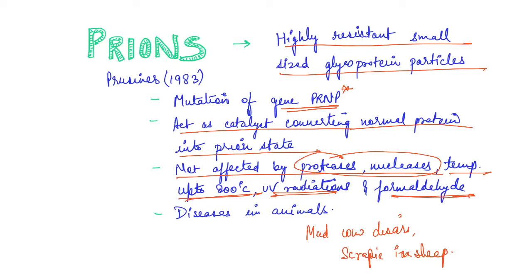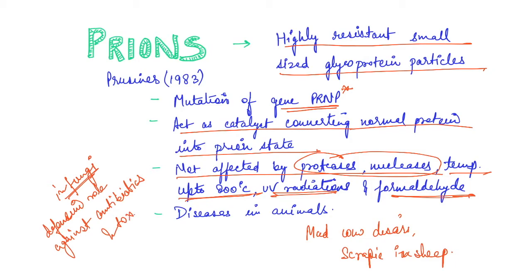Prions also in fungi have a defensive role against antibiotics and toxins. So in fungi, if prions are present, they have a defensive role against antibiotics and toxins.